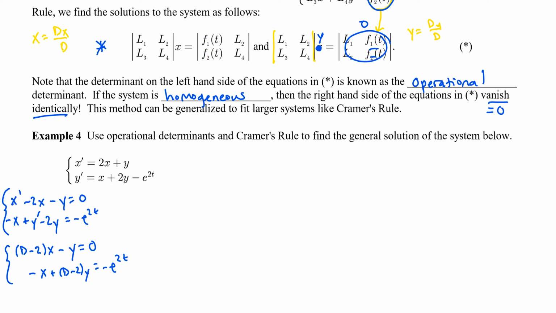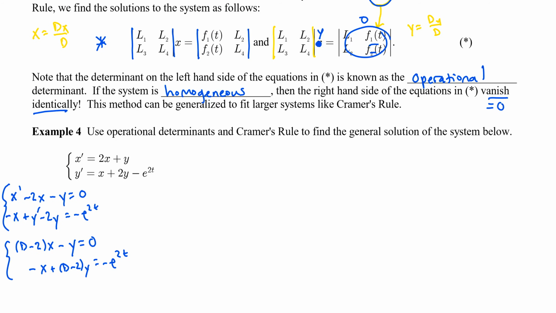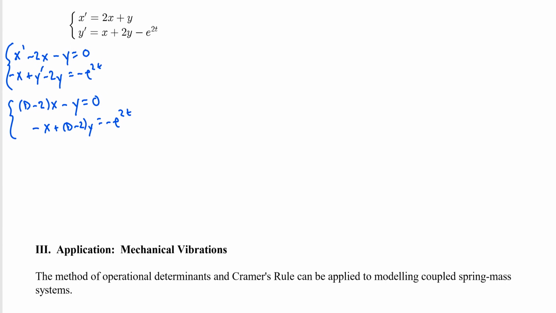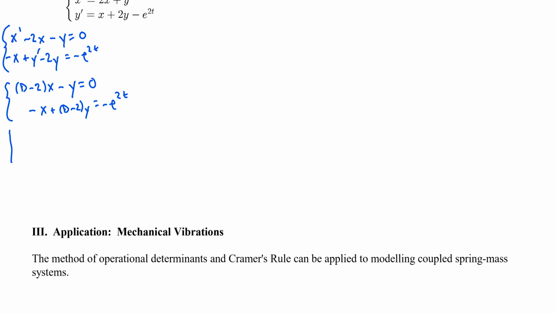We're going to take our operational determinant, the determinant of our coefficient matrix, multiply it by x, and set it equal to this determinant here. So setting up this first equation, following this as our guide, we end up with the determinant of D - 2, -1, and D - 2 times x equals, now for this determinant, I'm going to replace x's column by the functions on the right side, 0 and -e^(2t), and then I'm going to keep y's column the same.